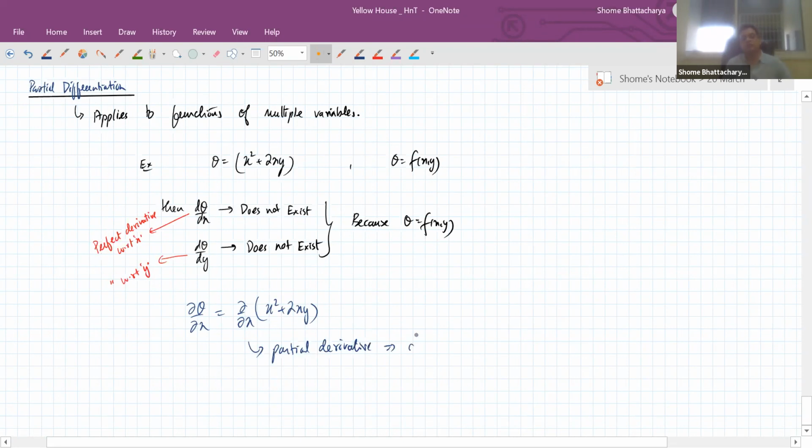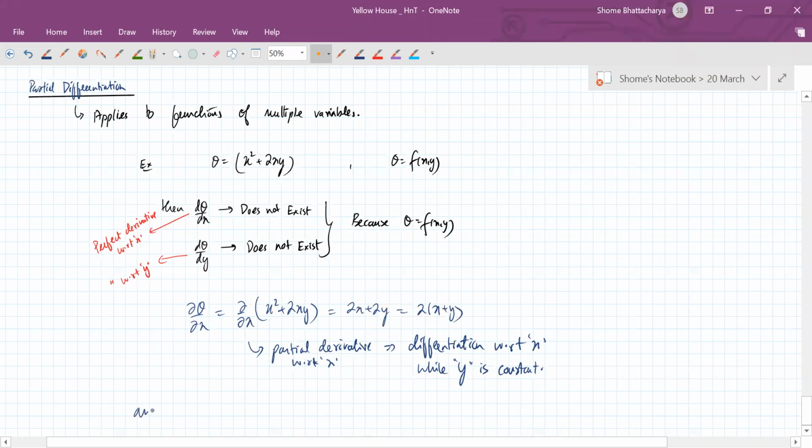Which means that we are differentiating with respect to x while y is constant. So partial derivative with respect to x means that we are differentiating with respect to x, but any other variable that is there in the function is treated like a constant. So if you treat y like a constant here, this derivative would become 2x plus 2y, or 2 times x plus y.